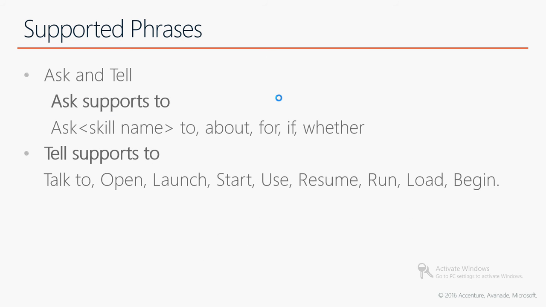Supported phrases: ask and tell. Ask supports ask, your skill name, followed by to, about, for, if, or whether. So here to, about, for, if, whether are connecting words. Tell supports talk to, open, launch, start, use, resume, run, load, or begin.